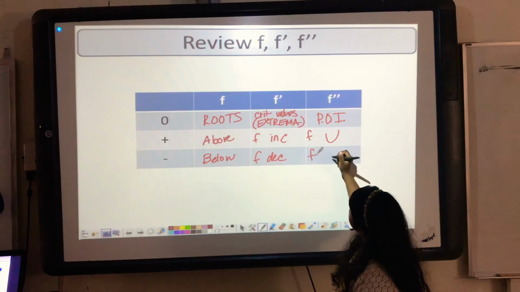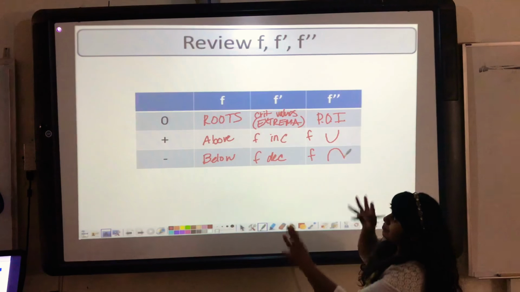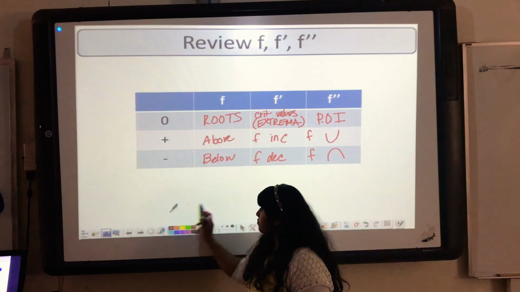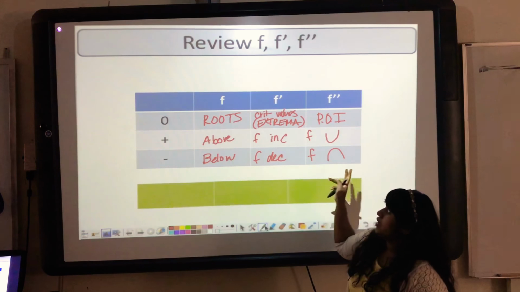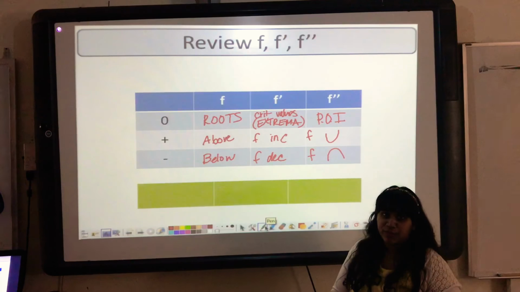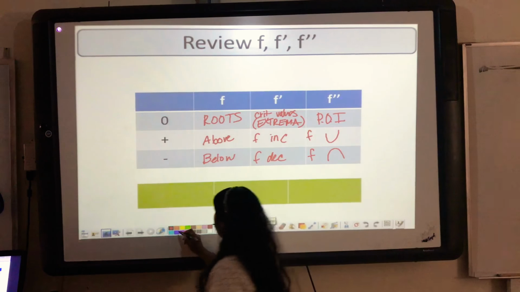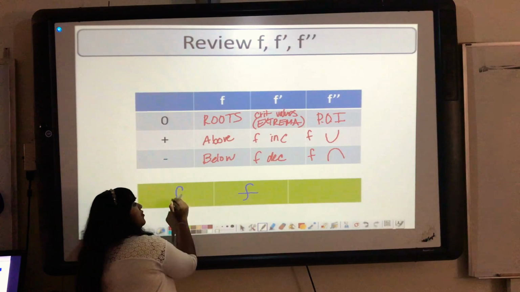And so, therefore, this must be concave down. Okay, so let's jog our memories from before. And then one more little thing I want us to explore is, if these are the relationships between f prime and f double prime, how would we look at the relationship between our function, our derivative, and our integral?